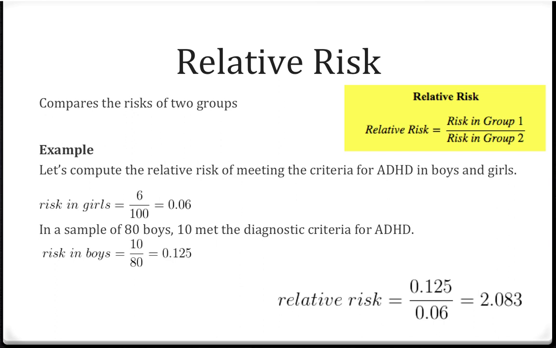0.125 divided by 0.06 gives us a relative risk of 2.083. To interpret this, I would say that boys are 2.083 times more likely than girls to meet the criteria for being diagnosed with ADHD. In other words, boys are more than twice as likely as girls to meet the diagnostic criteria.